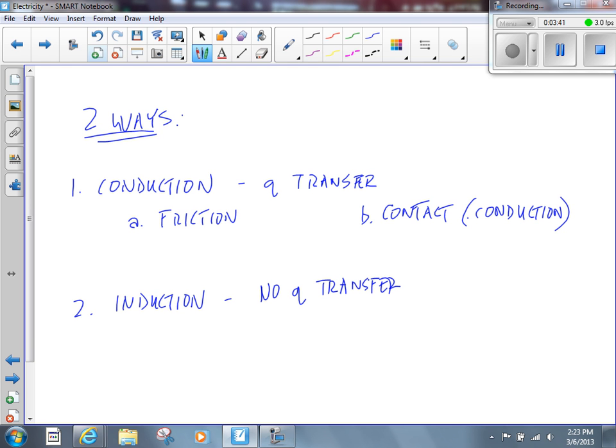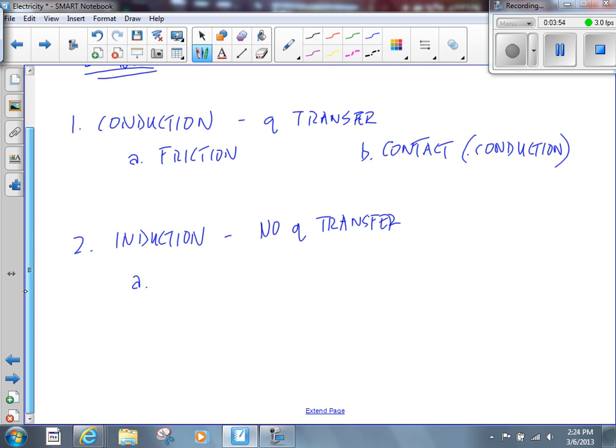What about induction? What are my two subcategories of charging by induction? Jared? Good. We can induce a temporary separation of charge. And of course, the other one's going to be a permanent charge, right? It's not a separation. It's just a straight permanent charge.